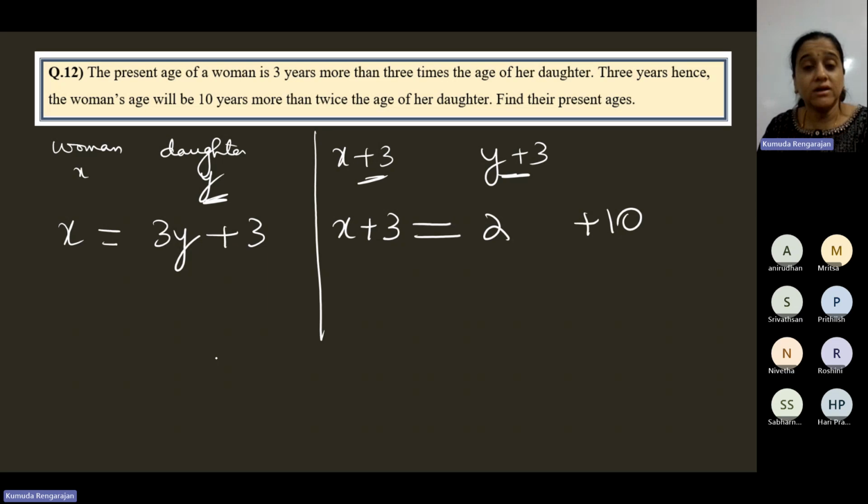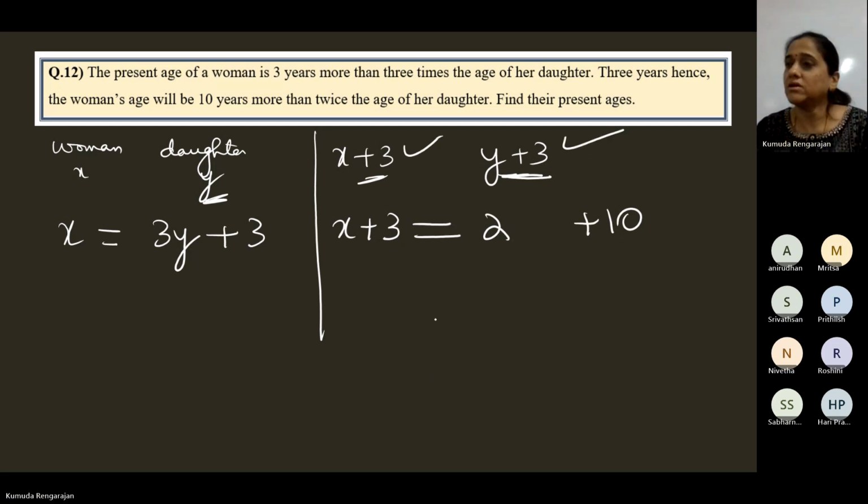If the word present is not given, you should use the age pertaining to whichever period you're in. Like you're now 3 years into the future. So at that time, what's her age? Y plus 3. That should be used. If the word present is given, you should use the present age. Otherwise, it is always the ages of the time period we are talking about.